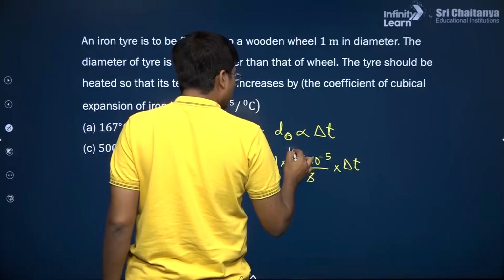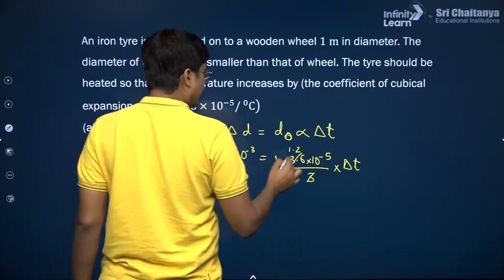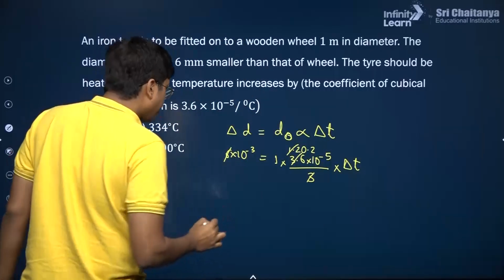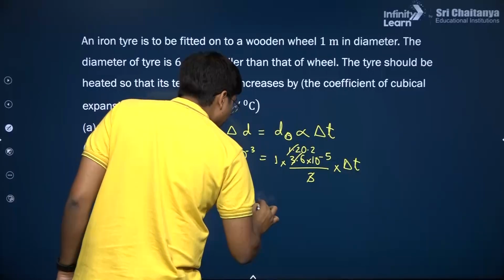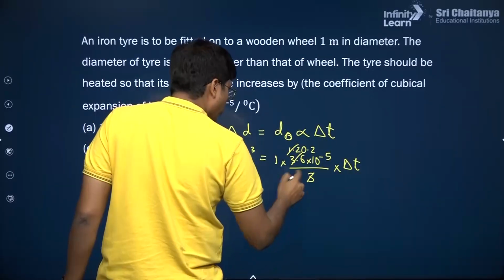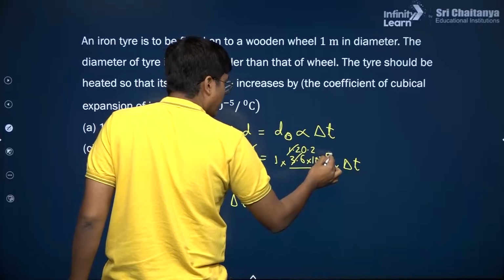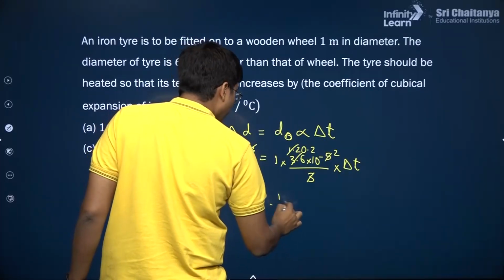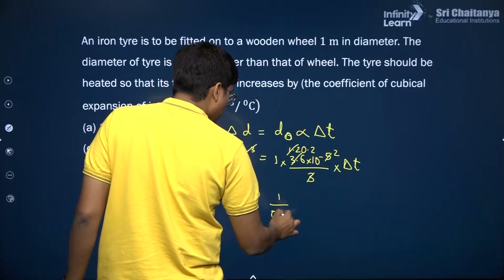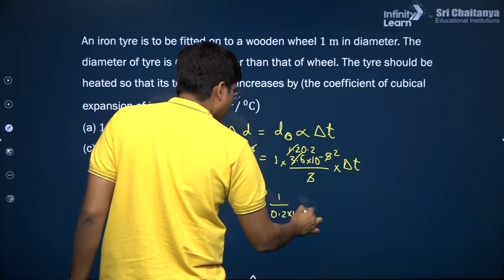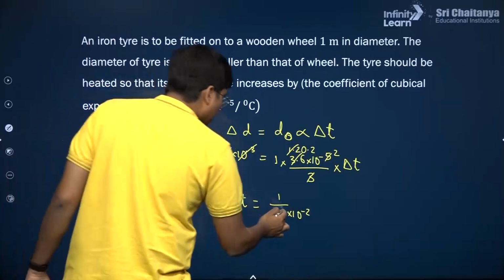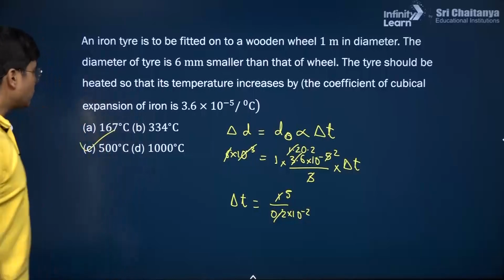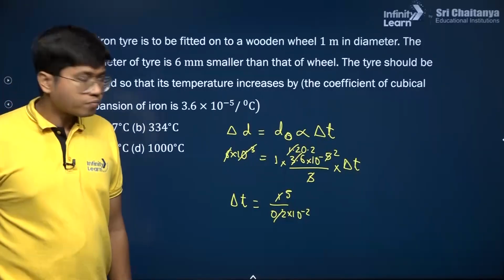First up, if I remove this, I have 1.2 here. I can cancel with 6 to get 0.2 out. So my delta T would become, you have 10 to the power minus 3, that also I can take it out here, make it 10 to the power minus 2. So I have 1 divided by 0.2 into 10 to the power minus 2. So 0.2 by 1, this is going to give me 5, and 500. So our correct answer is 500 degrees Celsius.